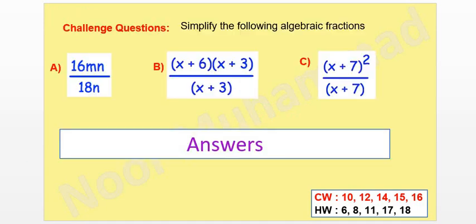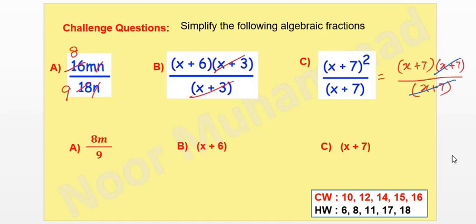Here I have some challenge questions for you. Better pause the video here, solve these challenge questions on your own, and then play the video to check your answers. So here are the answers for all the three challenge questions. Only this one I'll explain. X plus 7 whole to the power 2. You can write it as x plus 7 times x plus 7. It means these are two factors. And then you can cancel x plus 7 with x plus 7. So x plus 7 will be left.